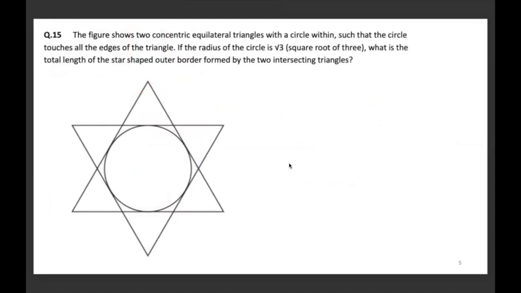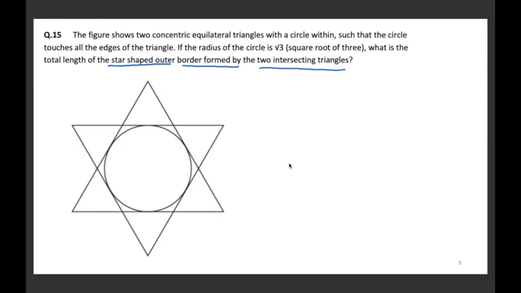The figure shows two concentric equilateral triangles. This is one triangle और फिर दूसरा triangle ऊपर है. Okay. The figure shows two concentric equilateral triangles with a circle within, such that the circle touches all the edges of the triangle. If the radius of the circle is √3, what is the total length of the star-shaped outer border formed by two intersecting triangles? We have to find outer border का star-shaped outer border का perimeter or the length of it. Okay. Now we'll do it.